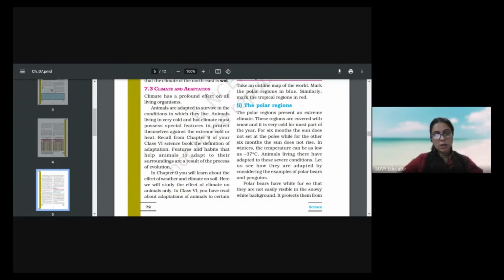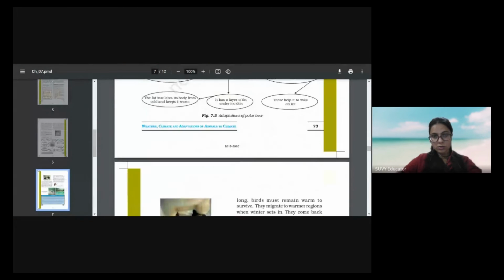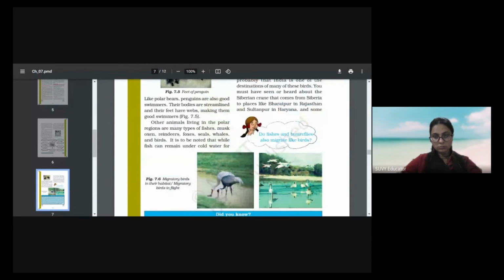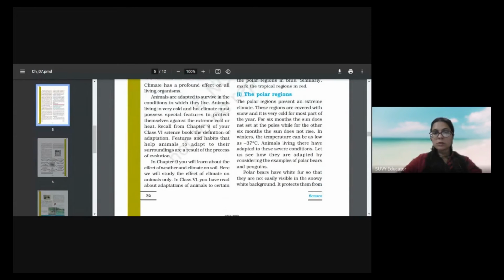Now we'll move to climate and adaptation. How animals adapt there, how they are adapting in those conditions. So you might have heard that some animals belong to a particular area, not every area. Like you have heard about the polar bear. The polar bear belongs to the cold region, the Himalayan region. You cannot find that polar bear in the deserts or in your north plain area. So these are the adaptations of the animals, how animals adapt themselves according to the climate of that particular area in which they are living, right?